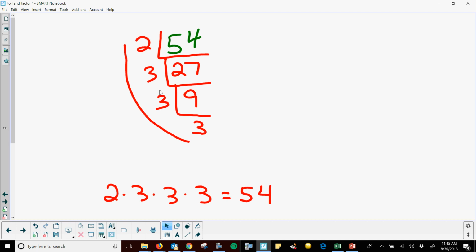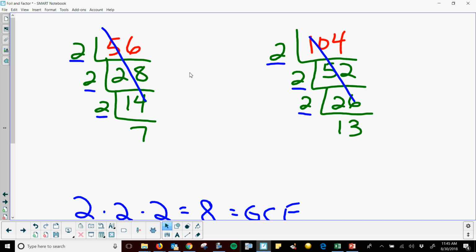We divided to separate them, so we would multiply them to put them back together. Prime factorization. When we do it for 2 of them, move these out of the way real quick.